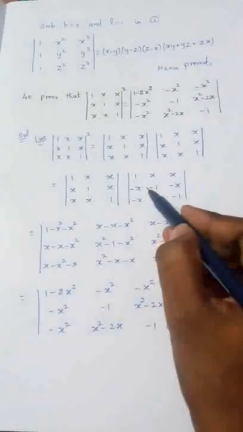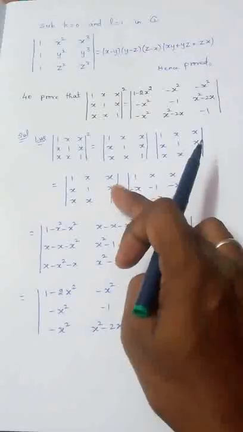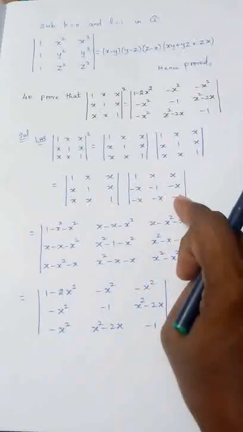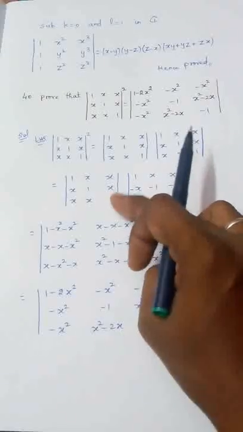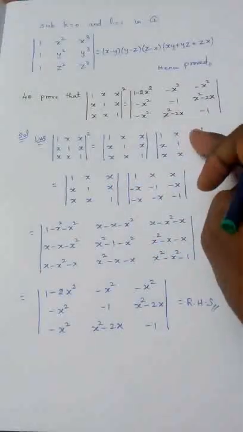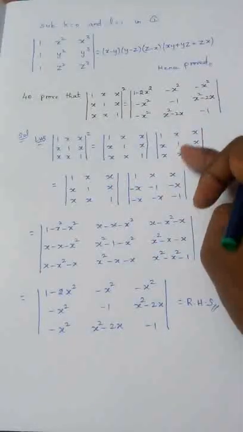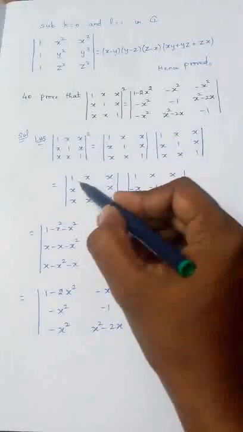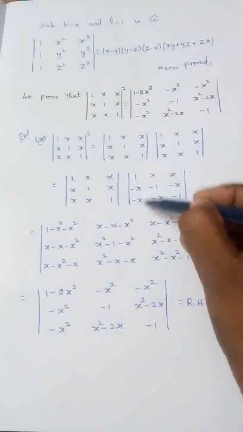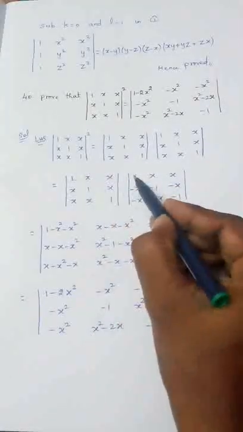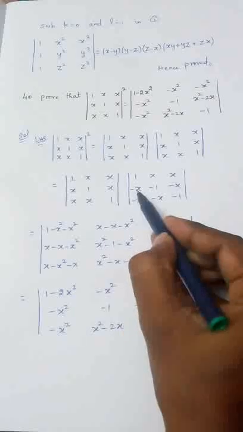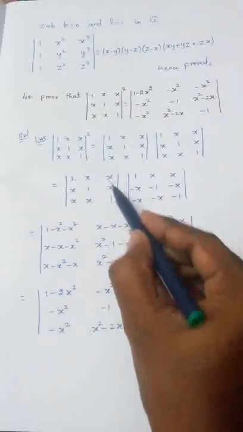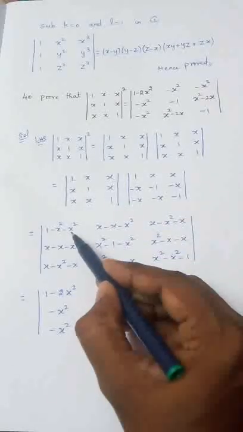What we are doing is putting a minus sign for all the second row and third row elements. How is it correct? If I take minus common outside from the second row and minus common outside from the third row, those two minus signs will become plus. Once again we will get this. So nothing is wrong in writing like this. Now we are multiplying the first row, first column: 1 into 1, 1, x into minus x square.